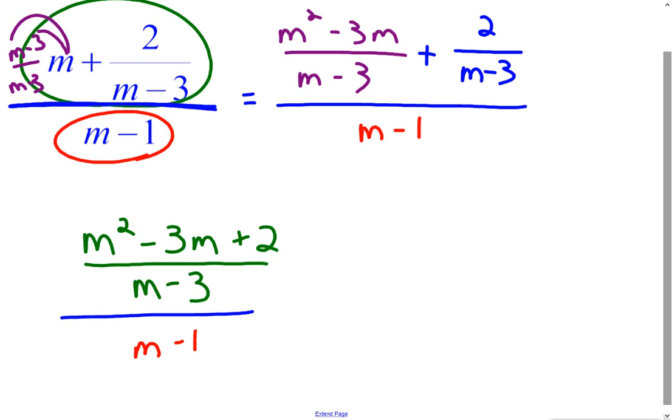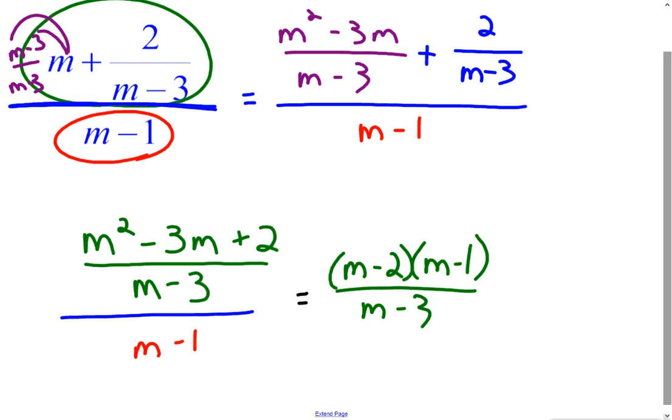And remember, when we divide, this blue division sign really means to multiply by the reciprocal. So that's what I'm going to do. Now I'm going to do two things here at once. In this next part, I'm going to take my big numerator, and I'm going to factor. So the m squared minus 3m plus 2 can be factored to m minus 2 times m minus 1. And that's all over m minus 3. But now I have to divide, and like I said, division is the same thing as multiplying by the reciprocal. Well, the reciprocal of m minus 1 would be 1 over m minus 1.